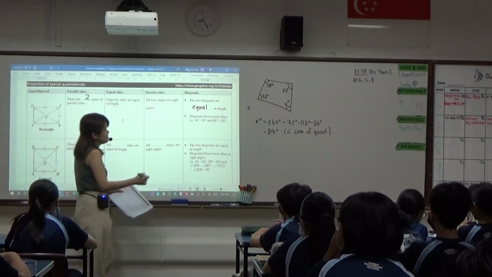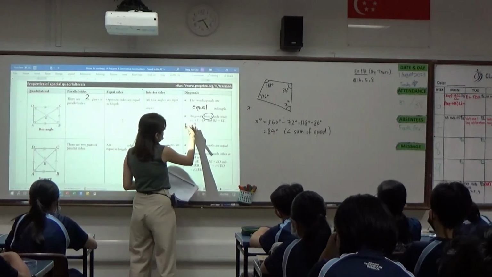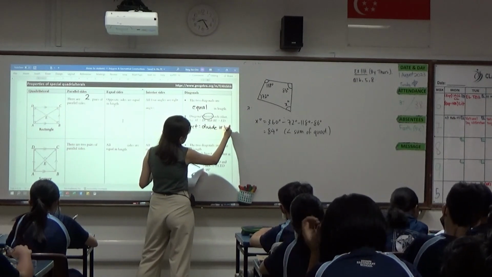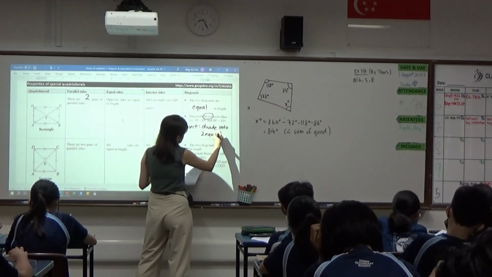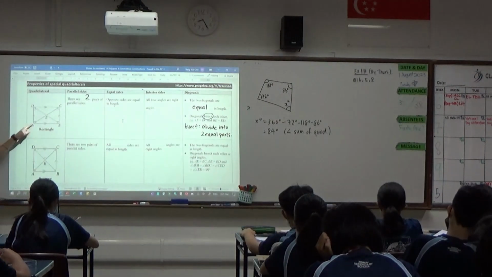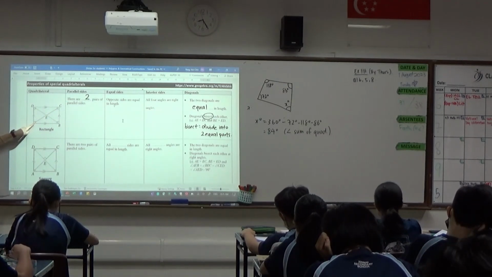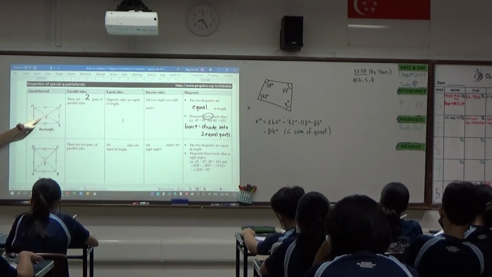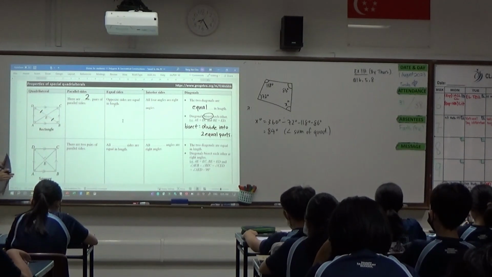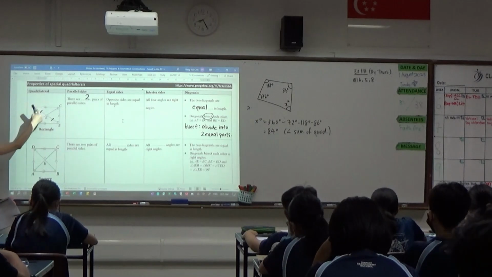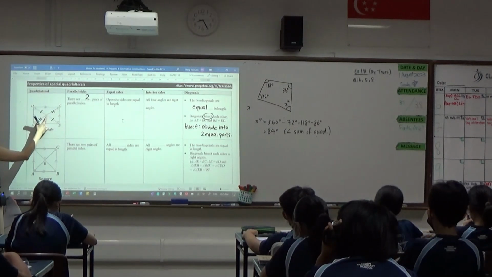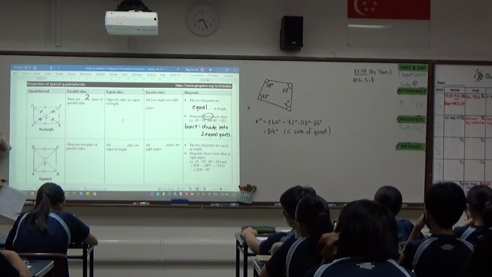So what does bisect actually mean? Bisect means that you divide something into two equal parts. Diagonal refers to this line over here. So for example, the diagonal AC will cut the other diagonal into two equal parts, so this and this length are equal. Likewise, this diagonal will also cut this into two equal parts, such that this length AE equals the length CE.